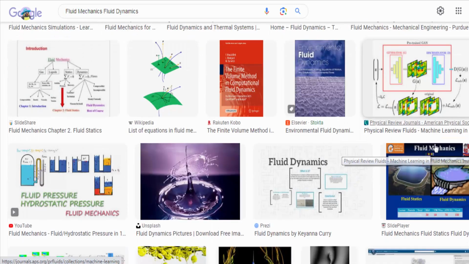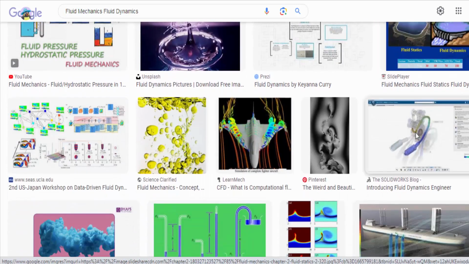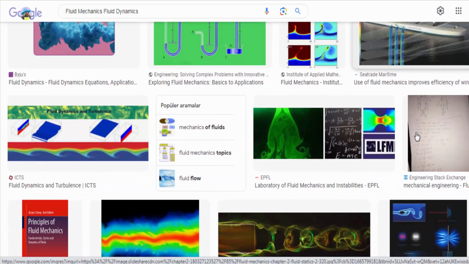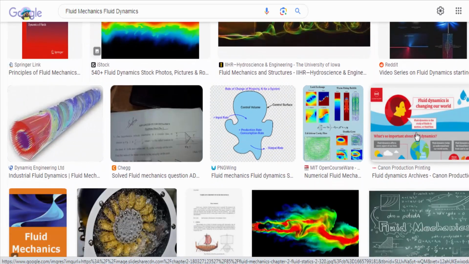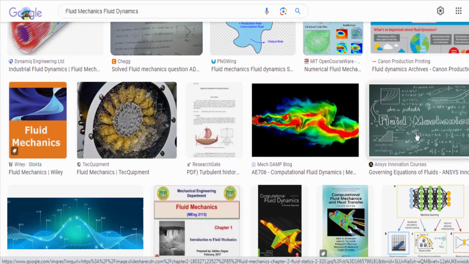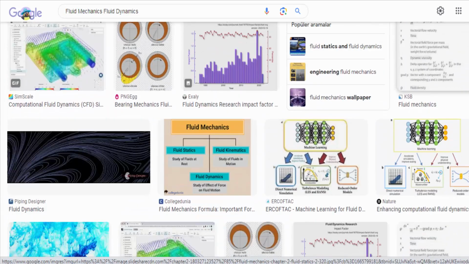turbines; environmental science, e.g., modeling water and air pollution dispersion; meteorology, e.g., predicting weather patterns; and aerospace, e.g., studying aerodynamics of aircraft and rockets.